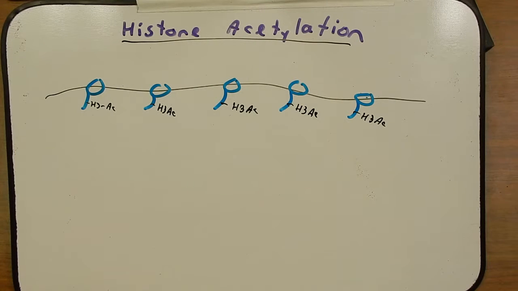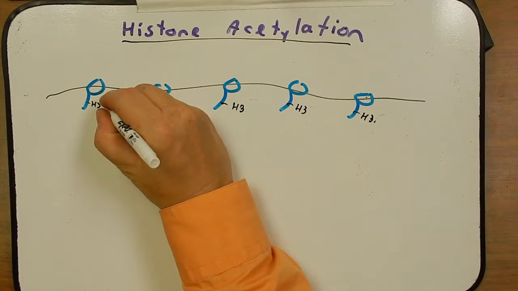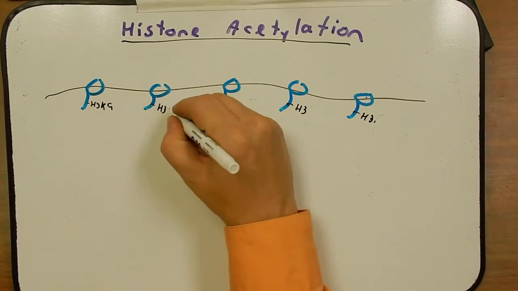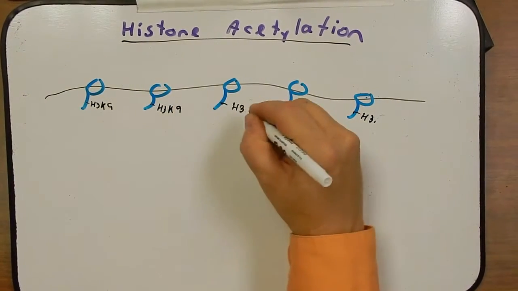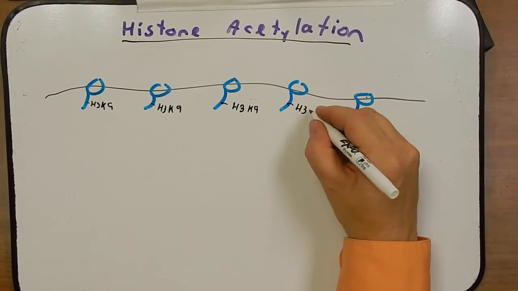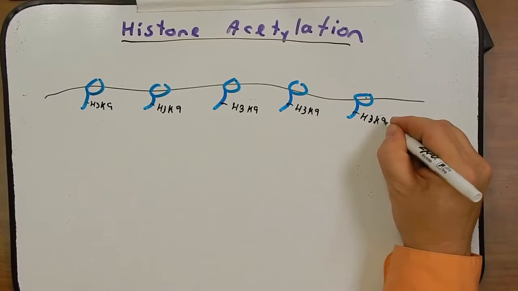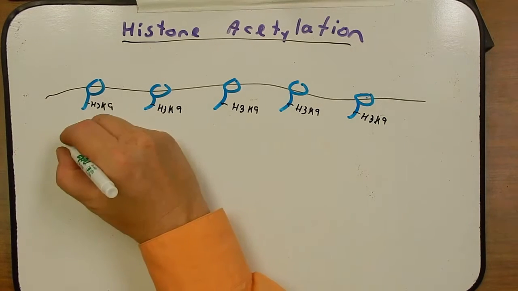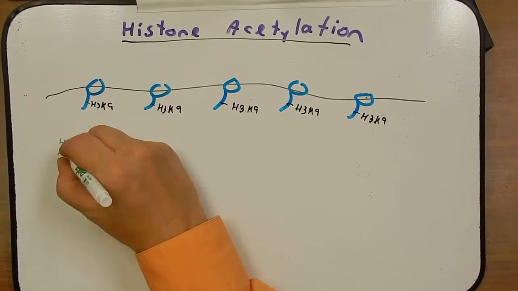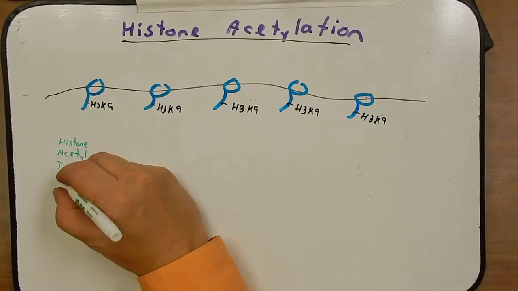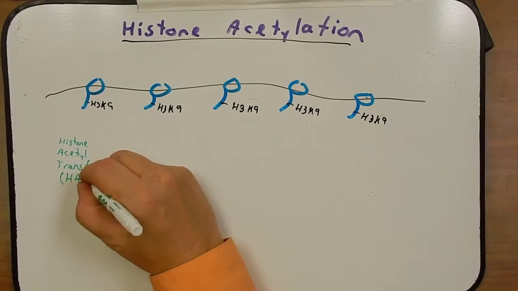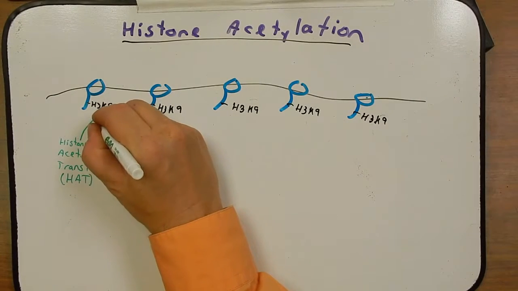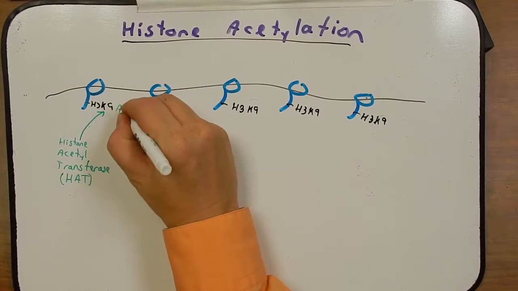However, that acetyl group here wasn't always there. So let's remove it right now. And for now, I'm going to focus here on H3K9. If you remember from previous discussions, this is the one that competes with methylation and can be a key trigger, an on-off switch, determining whether or not that gene will be transcribed. The enzyme that is involved here in adding that acetyl group is called histone acetyltransferase. We call it HAT, H-A-T for short. And it will come along here and add this acetyl group to it.